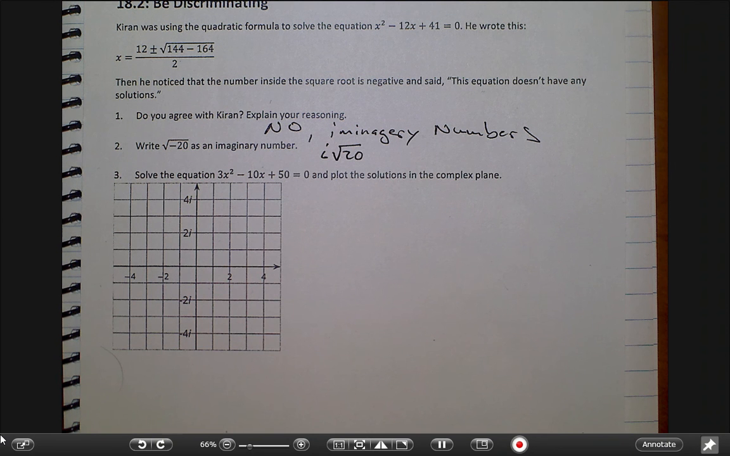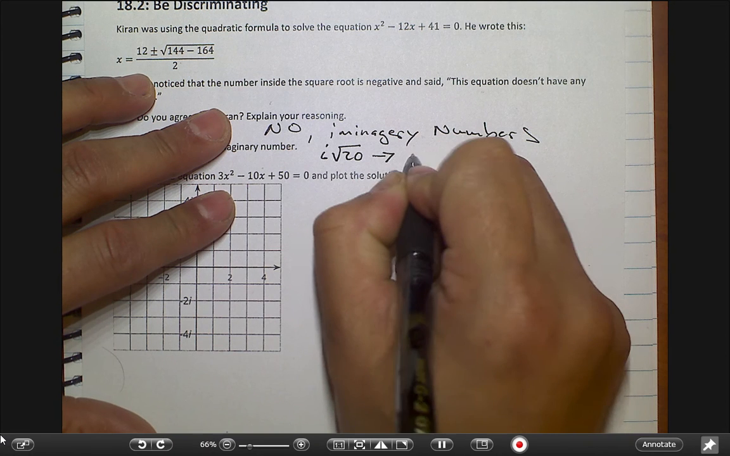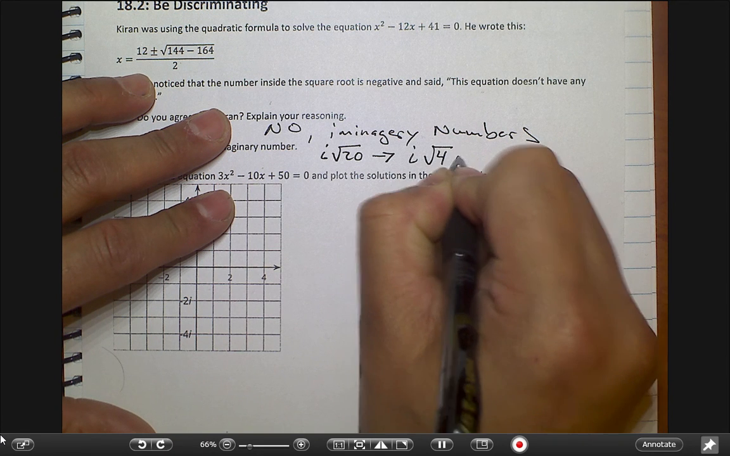And if we were somewhat awake yesterday, does 20 factor? Say yes. What times what gives me 20? 10 and 2. Is there anything else? 4 and 5. Why do I want to use 4 and 5? 4 is a perfect square. That's the reason why I want to use it. So I'm going to rewrite this. It's going to be i square root of 4 times square root of 5.